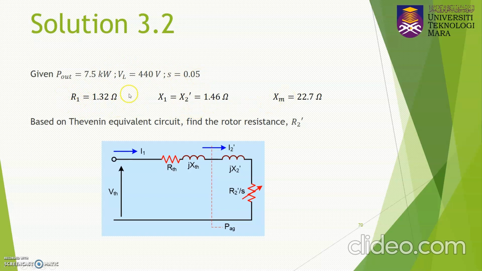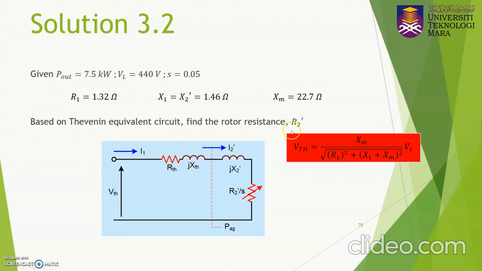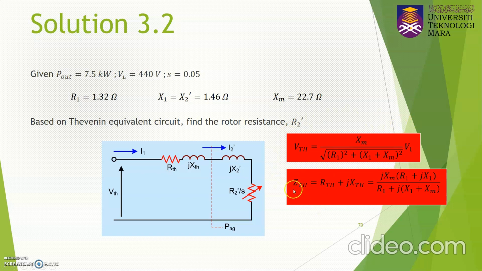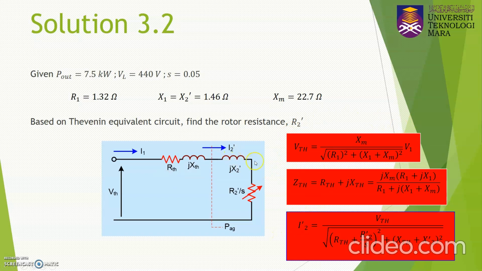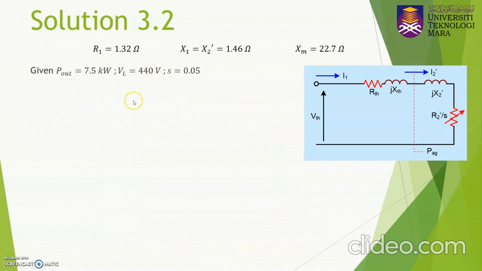So based on these three values, 1.32 ohm and 1.46 ohm, and also the XM, you need to calculate the value of R Thevenin and X Thevenin first. And also you need to calculate the V Thevenin. So this is the formula for the V Thevenin, and this is the formula for the Z Thevenin. Alright, so for the I2 prime, you can just use your Ohm's law. You can just substitute the value of voltage supply and all the equivalent impedance to get the I2 prime by using this formula.